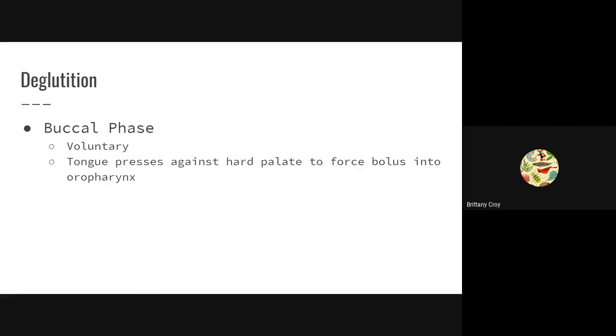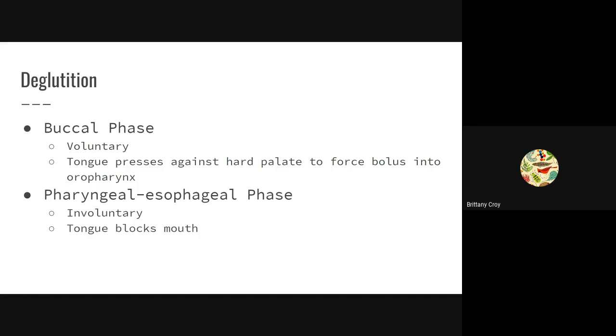When we swallow, the tongue presses against the hard palate, or the roof of the mouth, and that's what forces the bolus into our oropharynx. So everybody swallow. And now are you actively paying attention to, hey, my tongue is pressing against my hard palate. And then after the bolus enters the pharynx, we have our second phase, also known as the pharyngeal esophageal phase. This section is involuntary, and we have a couple of things happening to prevent the food from getting into our respiratory system.